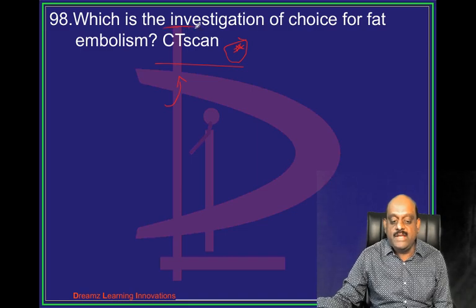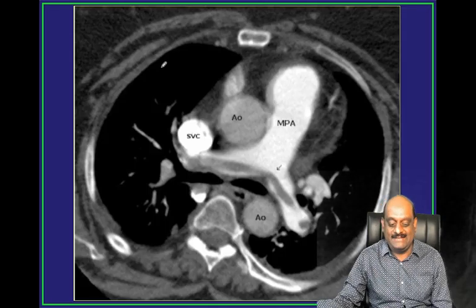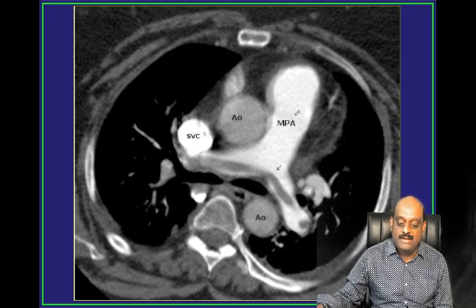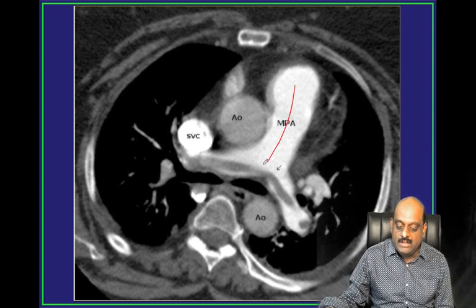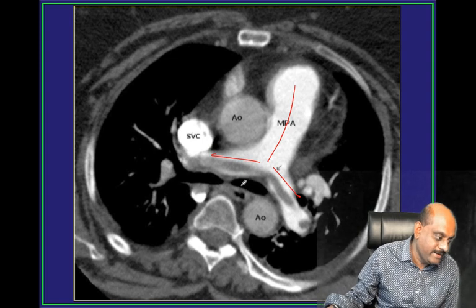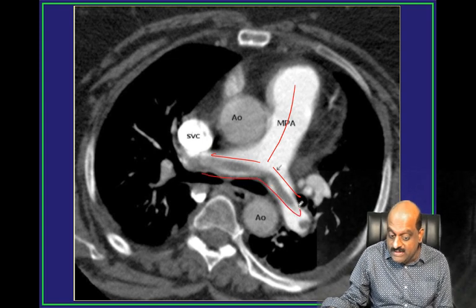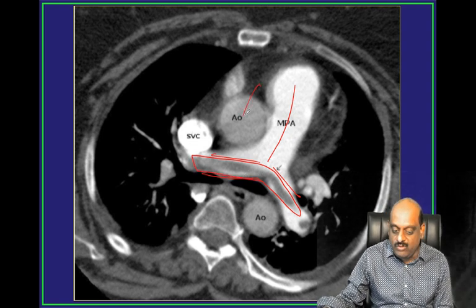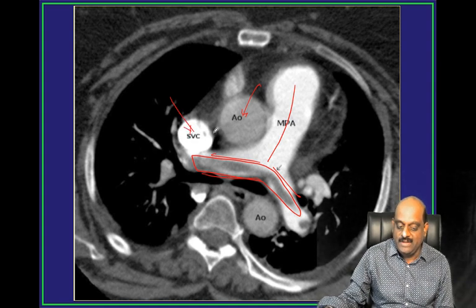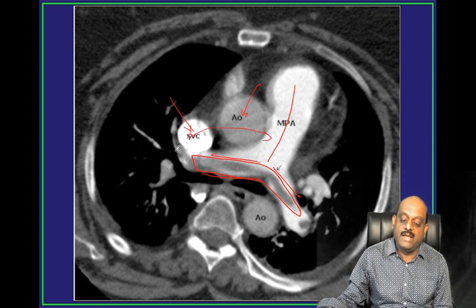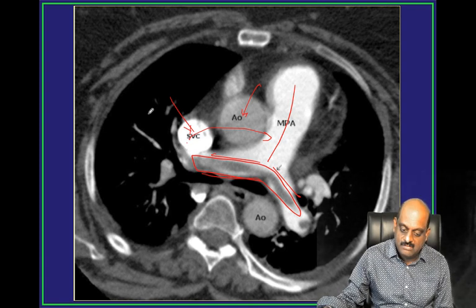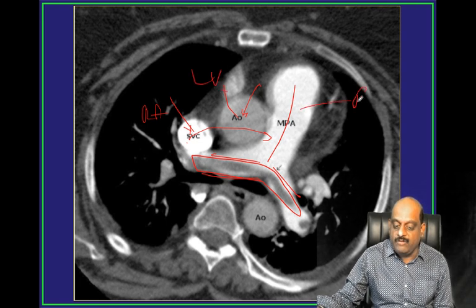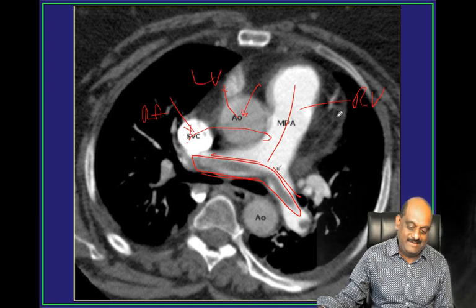Now, doctor, what is the investigation of choice for fat embolism, CT scan? Even for pulmonary embolism, CT scan. So doctor, this is the main pulmonary artery that is dividing into left and right. And typically what happened, this wedge-shaped thrombus has come and lodged. This is pulmonary embolism. And what is this structure? Aorta. This is SVC. Only 3 things now, doctor. SVC taking blood to where? Right atrium. Aorta coming from left ventricle. Pulmonary artery coming from right ventricle. Only missing is pulmonary vein, right?